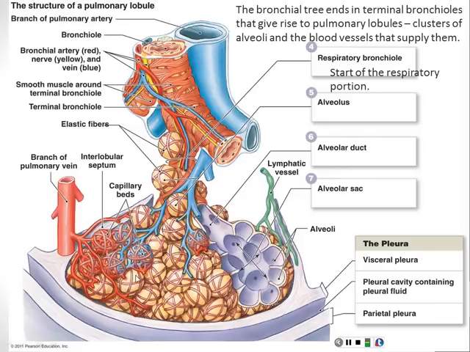So the blood has come from the pulmonary artery, and then it's going to go back to the heart through the pulmonary vein, which is here. The pulmonary veins don't follow the bronchi on their way out. They sort of take a different path back to the heart. So we have artery, bronchiole, and then we have alveoli. And that's where we're going to stop for today. So we'll pick up with the lower respiratory tract anatomy next time.